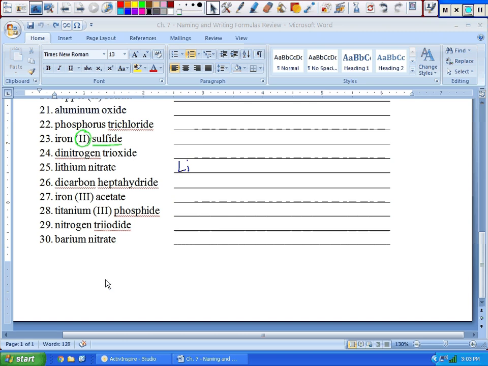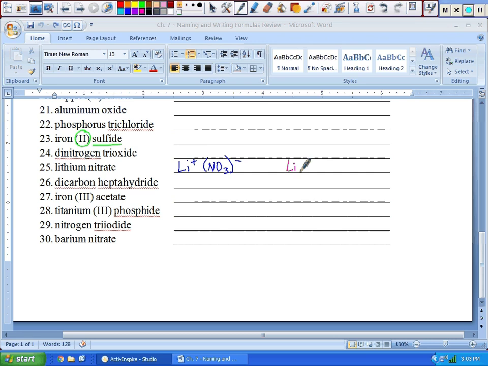All right, now what group is lithium in? 1, so it's a +1. And then again, you just got to know what nitrate is. And nitrate is NO3 negative. And what does a 1 plus and a 1 minus do? Cancel. Very good. So I've got LiNO3.